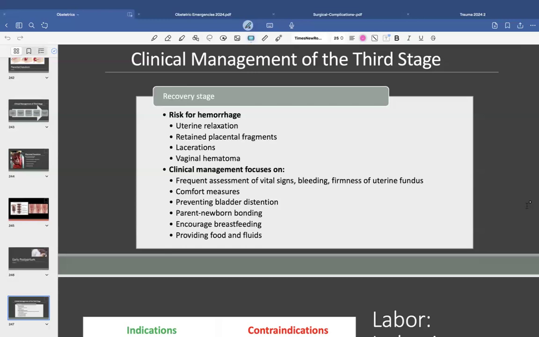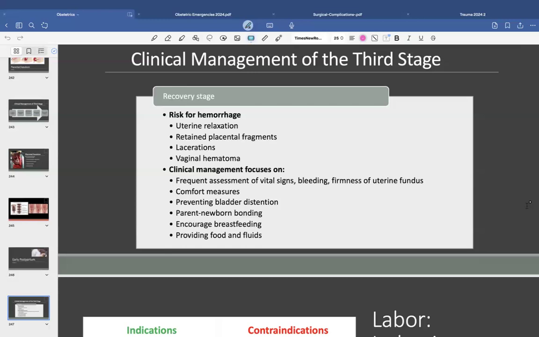Other risks for hemorrhage would be retained placental fragments, we just talked about. Lacerations, that's why you want to check everything after you're finished to look for those lacerations. And then vaginal hematoma. So you want to look in the vaginal wall for hematoma.